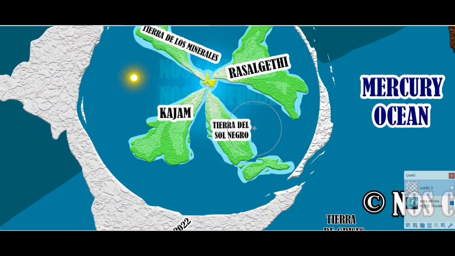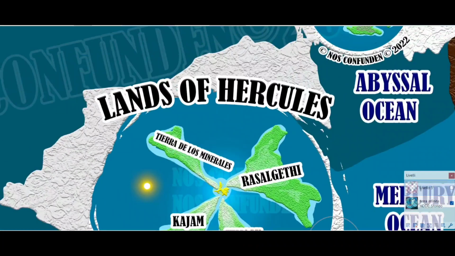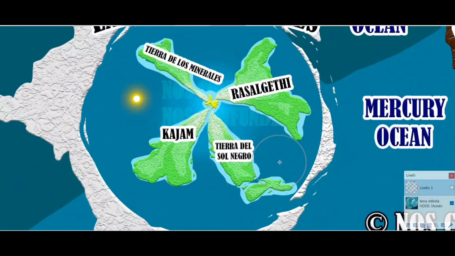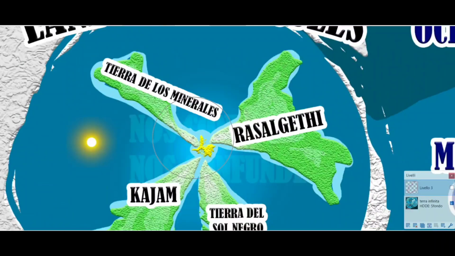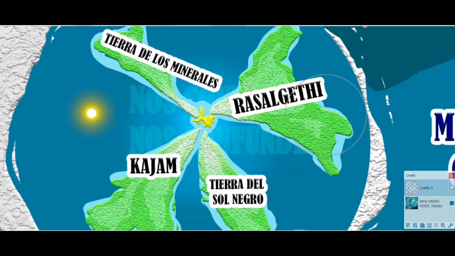So we could interpret this Terra del Sol Nero as some place that you arrive to when you reach the lands of Hercules, and you actually get to see how this entire place looks like before you actually get into the other realms, into the other continents.